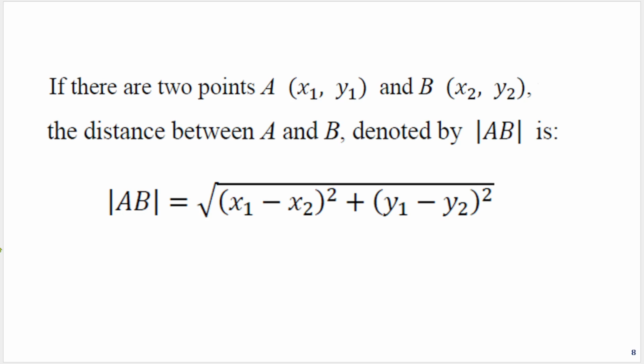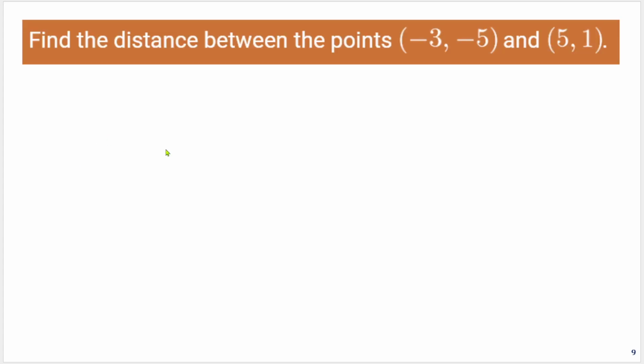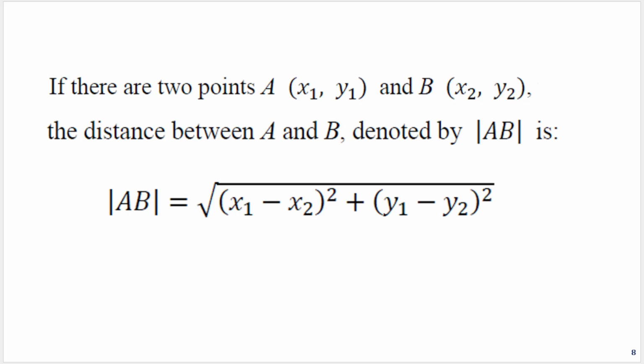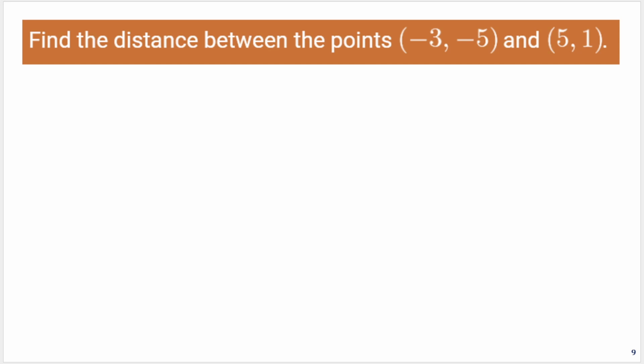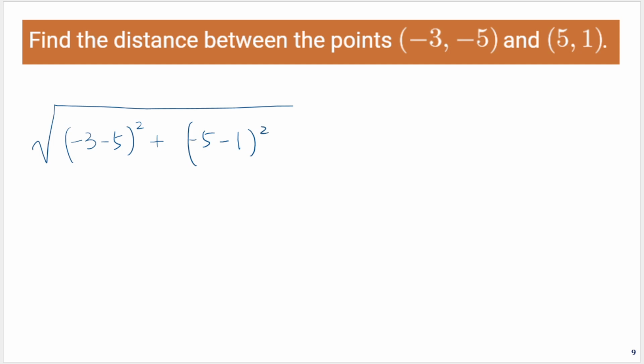So next, let's have a look at an example. Find the distance between the 2 points, which are -3, -5 and 5, 1. And according to the distance formula in 2D space, we know the distance between these 2 points should be the square root of (x1 minus x2) squared, right? Plus (y1 minus y2) squared. So that's the distance between the 2 points.